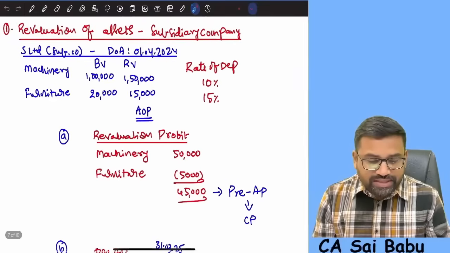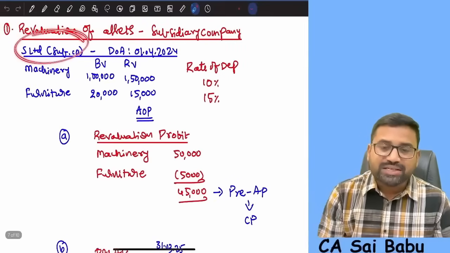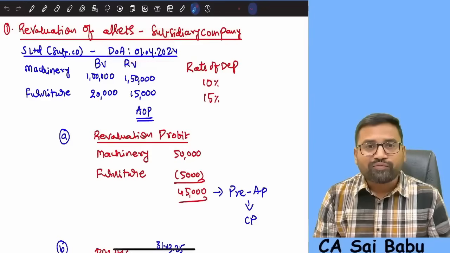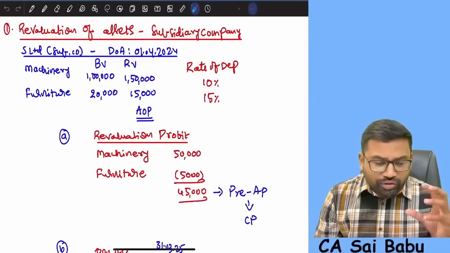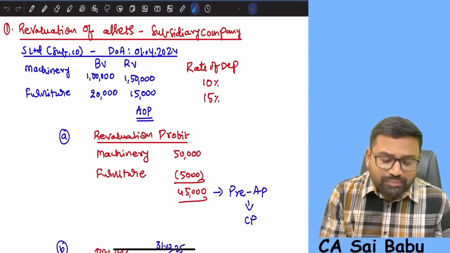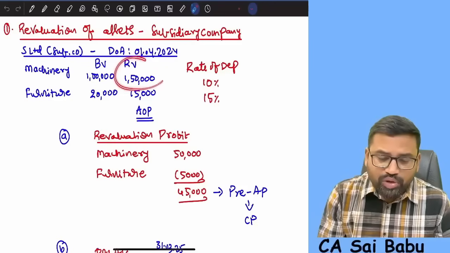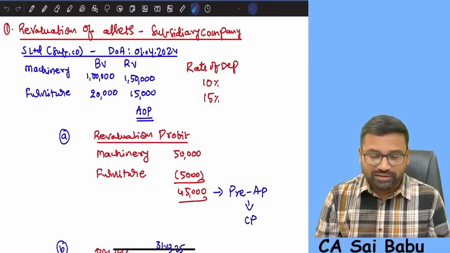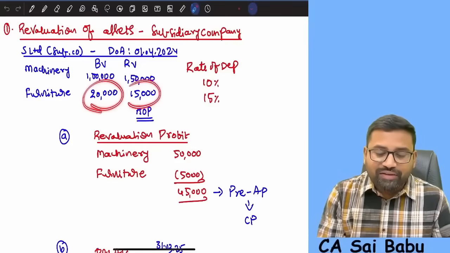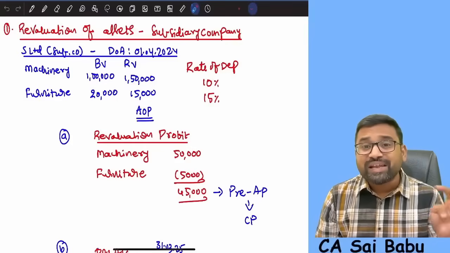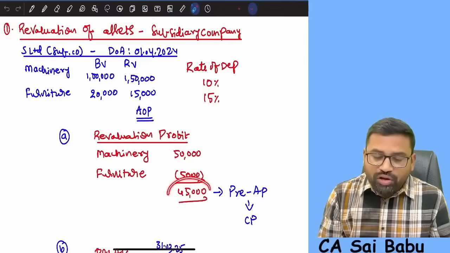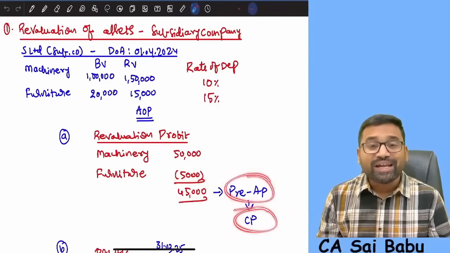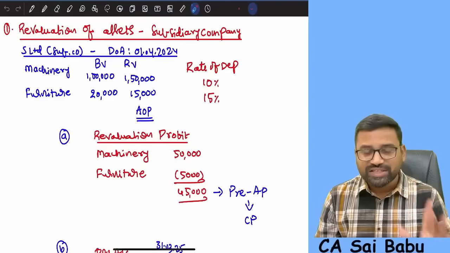For example, see this, there is a company S Limited, sir, a subsidiary company. This subsidiary company was acquired by the parent company on 1/4/2024. Now on the date of acquisition, the machinery book value is 1 lakh. Revalued amount is 1,50,000. That means how much increase? 50,000. That is revaluation profit. Furniture 20,000, sir, revalued to 15,000. That means there is a revaluation loss. So overall 45,000 is the revaluation profit, which will be treated as pre-acquisition profit and treated as capital profit. That is the first adjustment.